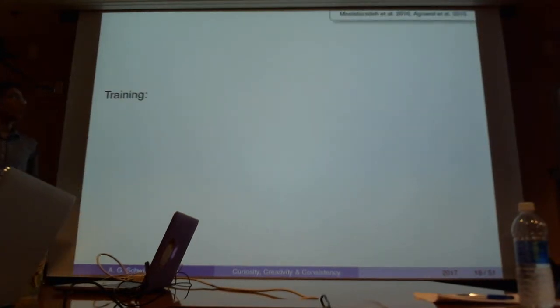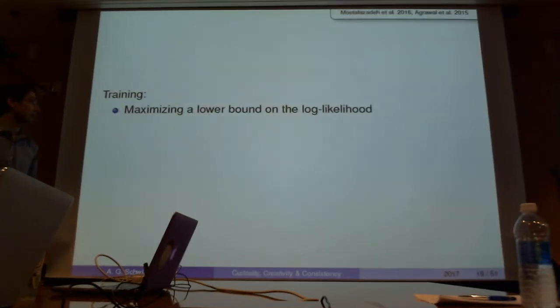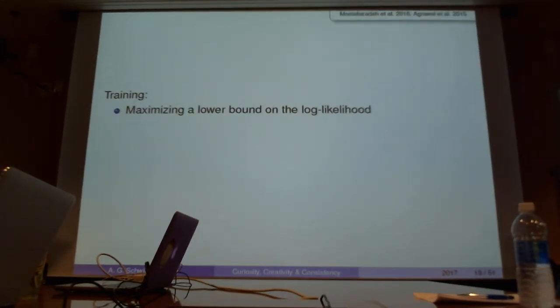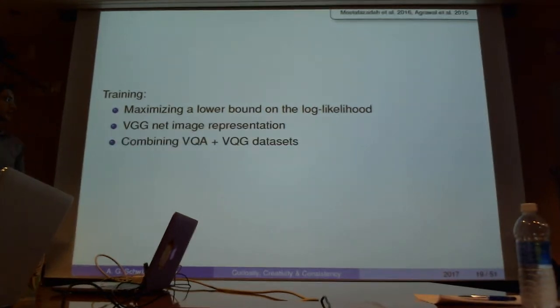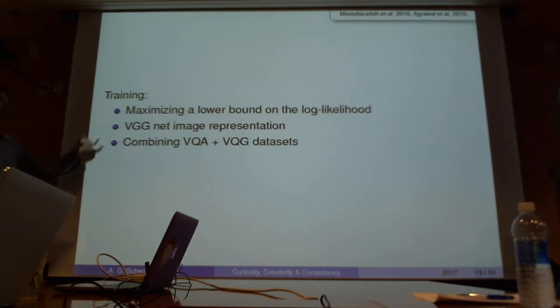So we trained the whole thing. These architectures you can backpropagate through end to end. Everything is differentiable, so we can train the parameters, and that happens via maximizing a lower bound on the log likelihood. I'll spare you all the math. I hope you trust that we did that reasonably well. We used VGGNet image representations. VGGNet is a specific neural net from folks at Oxford.